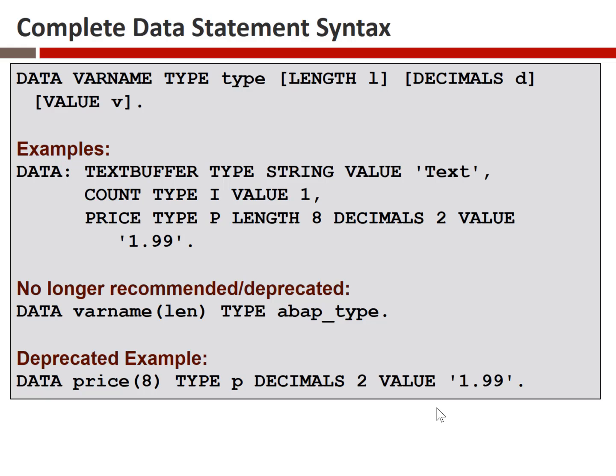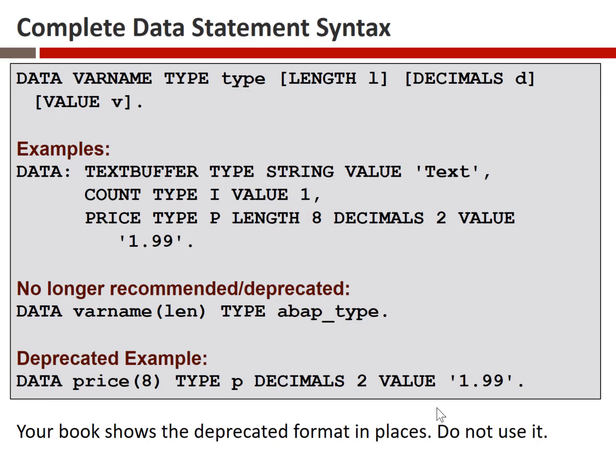So you might see that format show up if you do a Google search for ABAP code, and it's code or a web page that's been out there for a while. So don't do that. That'll cost you a point or so on your homework if it shows up. I have this note here, your book shows the deprecated format in places. I think that was true of the book we used last year, and I just didn't update this slide accordingly. So I don't know that your book for this semester will ever show you that deprecated format.